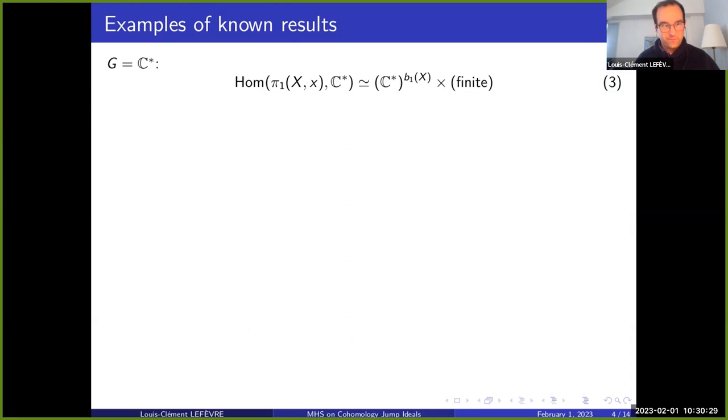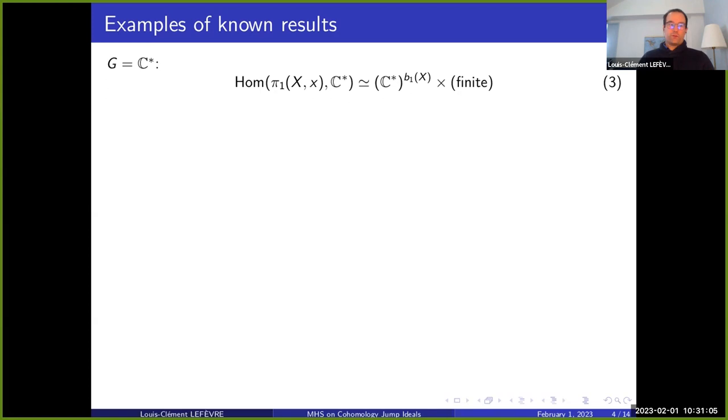First, in the case where G is the group C star, the moduli space of representations is very simple, because you choose a presentation of your group, and then you choose one element of C star for each generator. So this moduli space of representations is the product of algebraic tori, C star to the exponent first Betti number of X, and this is a product with a finite group. So we can think of it as a torus.